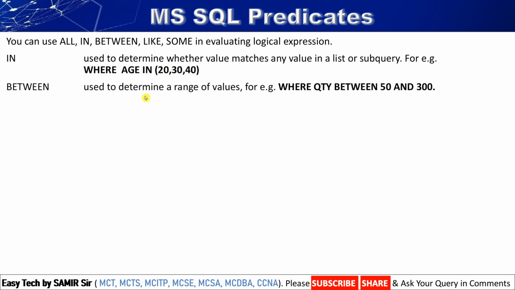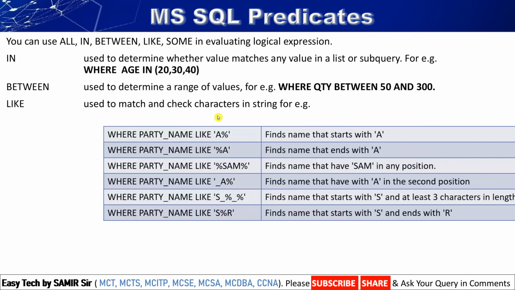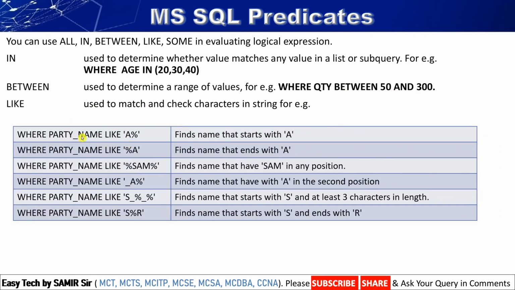Similarly, BETWEEN can be used to determine a range of values. When you say SQL query, select star from sales where quantity between 50 and 300, it will give you all the outcomes where quantity is between 50 and 300. And the third one, LIKE, is extremely useful. It is used to match character strings. This will be seen in a live demo. I'll be showing you this.